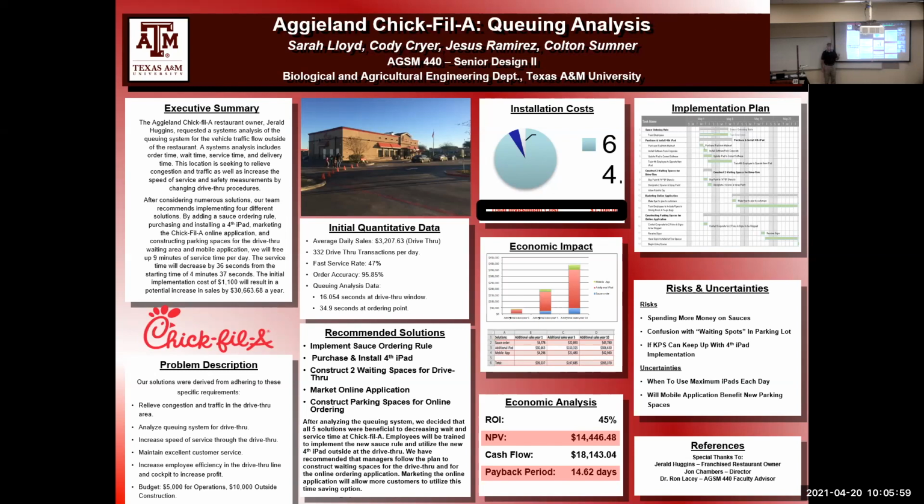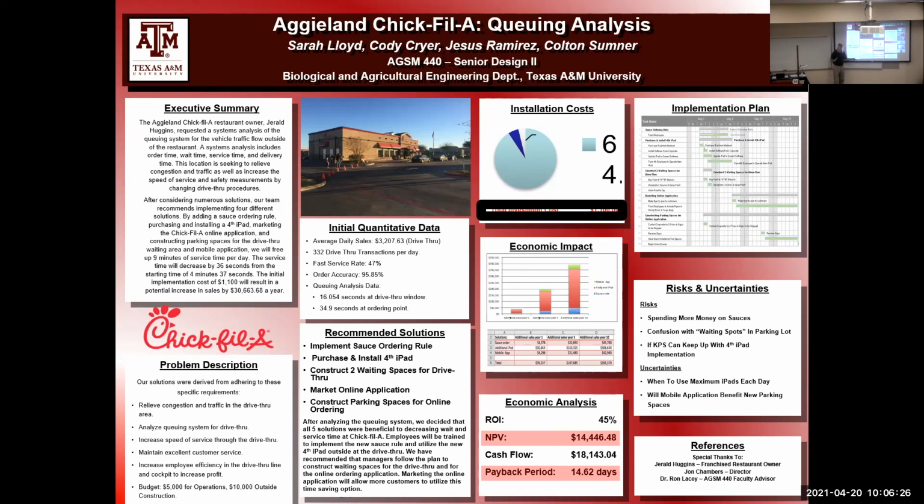And so in 3 to 5 minutes, I would probably explain for this problem, Chick-fil-A approached us wanting us to help solve their queuing problem, and I would explain what the queuing problem is. I would talk about some data. We went and collected some data. They provided us annual sales of $3,200 through their drive-through. There are 322 drive-through transactions per day, and I might talk about their data.